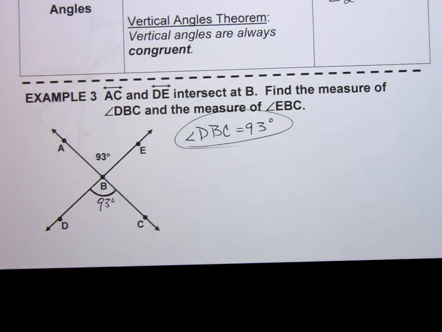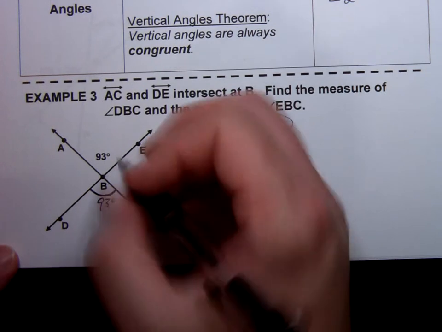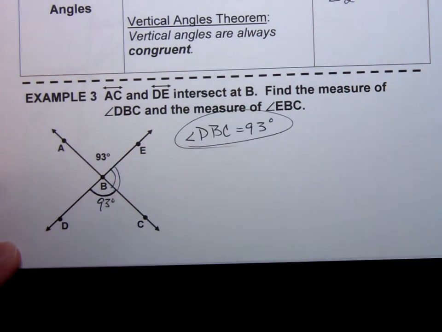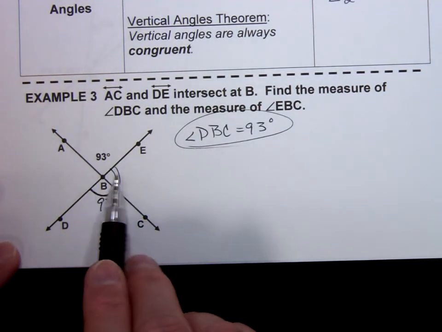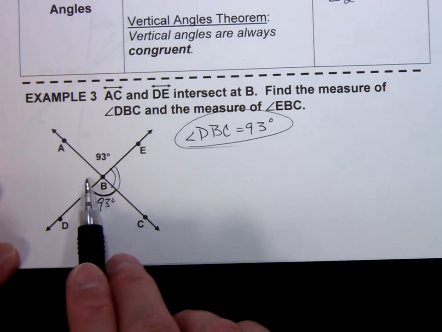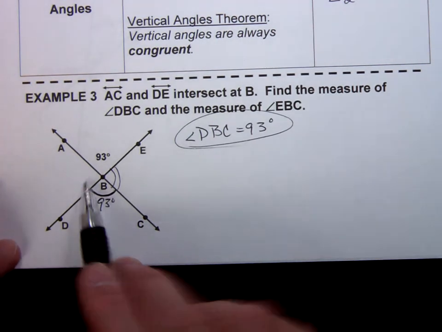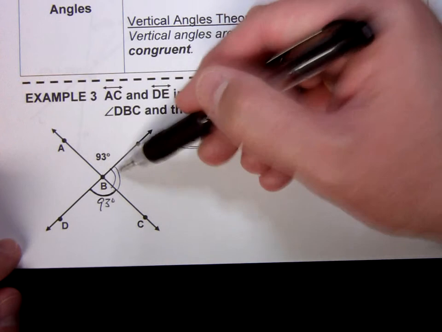Now we also want to find the measure of angle EBC. We want to find this angle right here. Okay, now we don't have its vertical angle. It would be congruent to this angle over here, but we don't know what that one is. But these two angles are a linear pair.